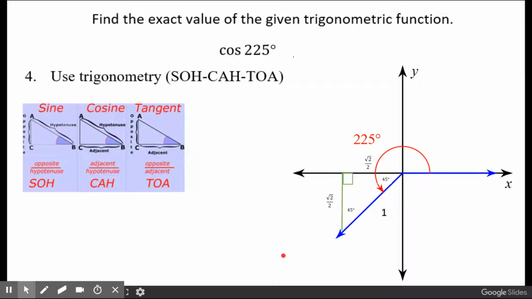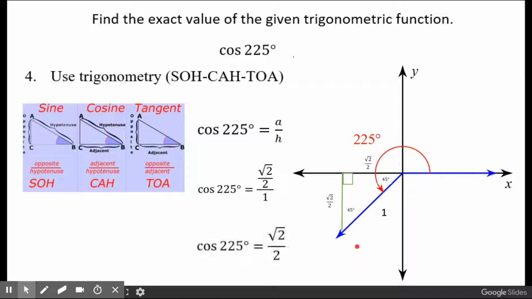So SOH CAH TOA, right? We're looking at cosine, that's CAH. That's going to be adjacent over hypotenuse. So from the 45-degree angle, the adjacent side, the side next to, and we're always looking at the angle of perspective that's right next to the origin, so this angle, the angle that is 45 right next to the origin, and that side that's right there is adjacent. That's root 2 over 2, and the hypotenuse, of course, is always 1. Solve that, and we get the exact value for the cosine of 225, which is root 2 over 2.